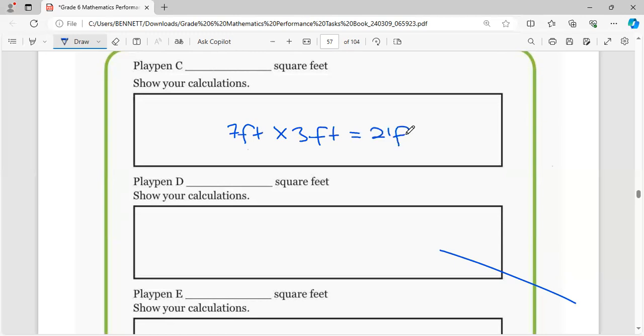Alright. And then this one was 6 feet times 4 feet.